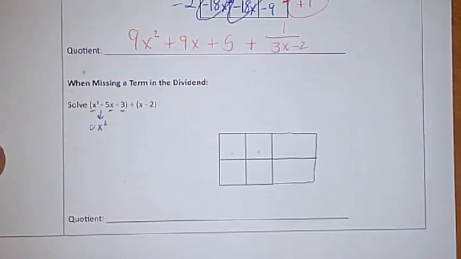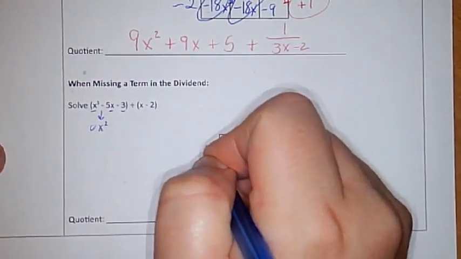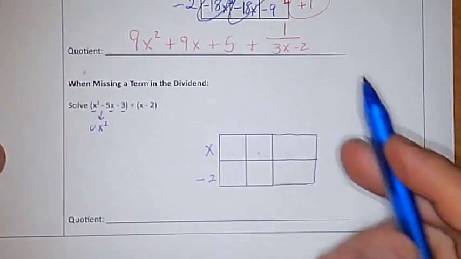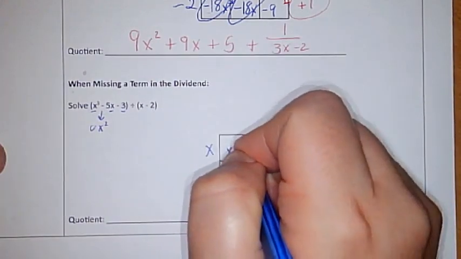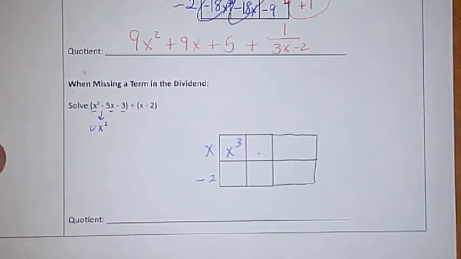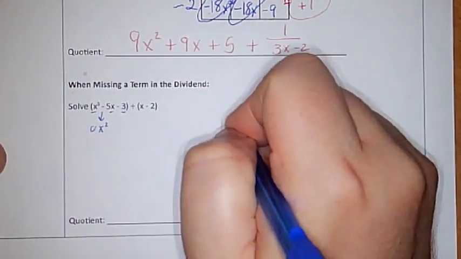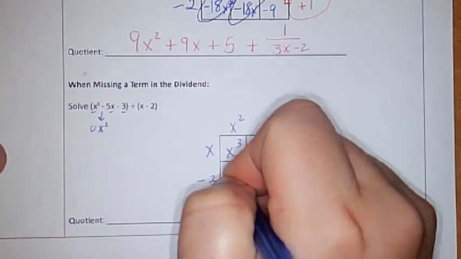So again, I'm going to write my x, and I'm going to write my minus 2. I'm going to write my x cubed up here in the top. I'm going to write my minus 3 at the bottom right, and then I'll begin the problem. What times x gives me x cubed? That's x squared, which means minus 2x squared.